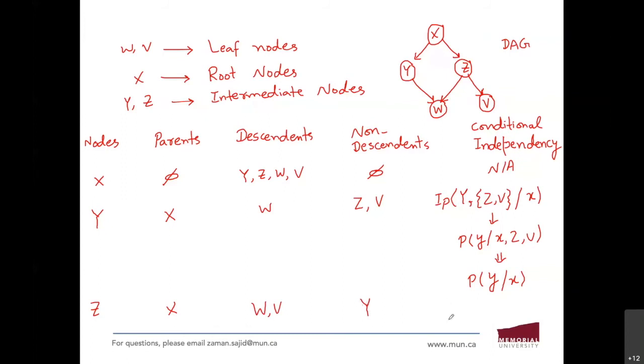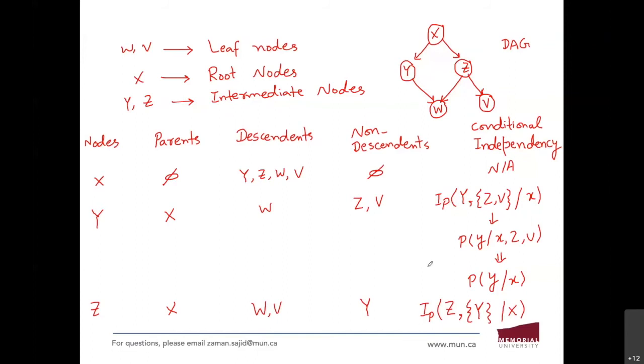Now this conditional independence is, again, if I want to find out for the Z variable, this is my Z here. And then I write down the non-descendants. So my non-descendant is Y, given the parent of Z, which is X here. Now we are left with two variables here, W and V.